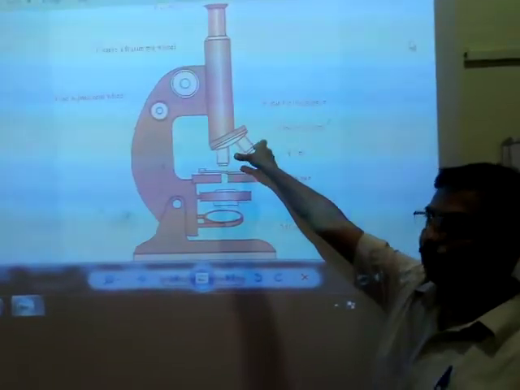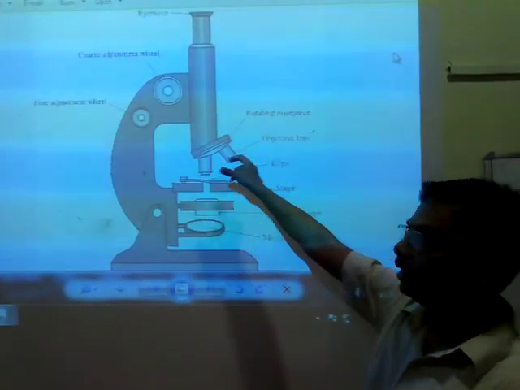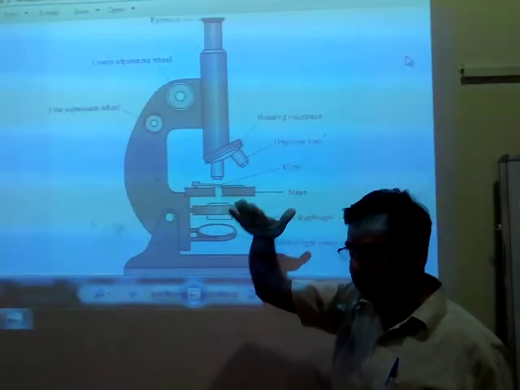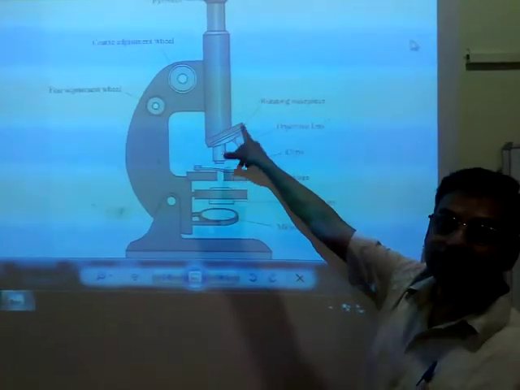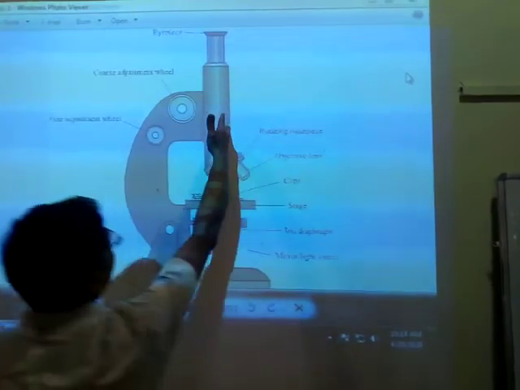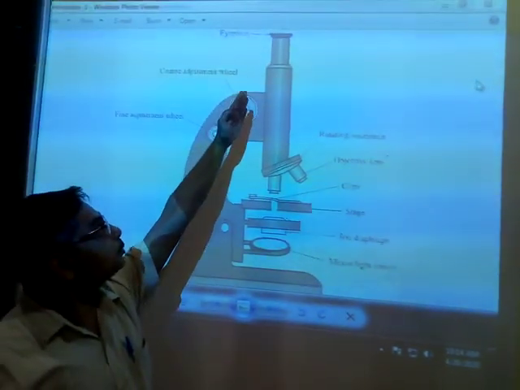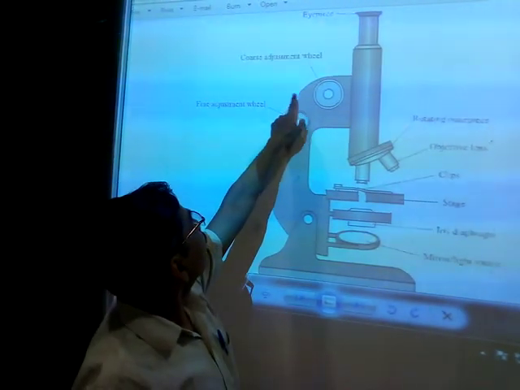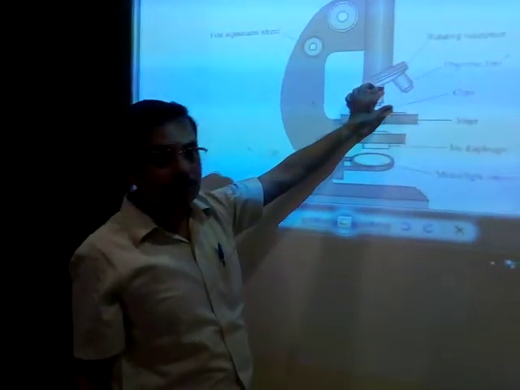We rotate this accordingly. If we have to observe the slide under low magnification, we rotate it and put it over the 10x. And if we want to see the special parts of the cells in more magnification, we rotate it again and observe under the 45x. Then this is the tube, which is connected with the eyepiece, from where we observe the slide. Then this is the coarse adjustment and this is the fine adjustment. Accordingly we adjust and find the object.